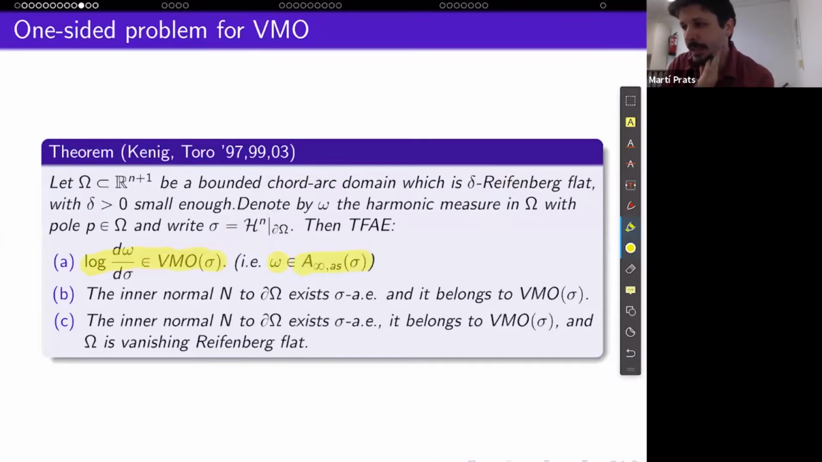Now, the inner normal N exists sigma almost everywhere, and it belongs to the vanishing mean oscillation space of sigma. And also, it's equivalent to the same, and that omega is vanishing Reifenberg flat. So omega is vanishing Reifenberg flat is a consequence of both A or B. Okay, so the three elements are equivalent.